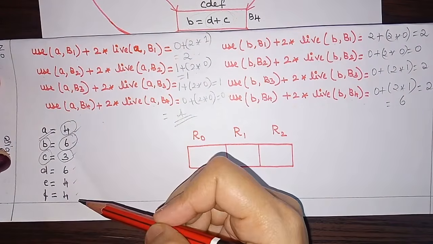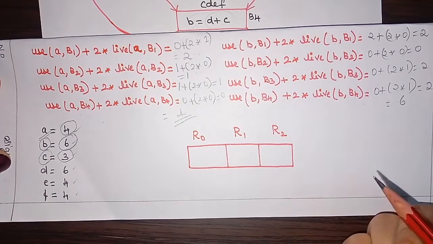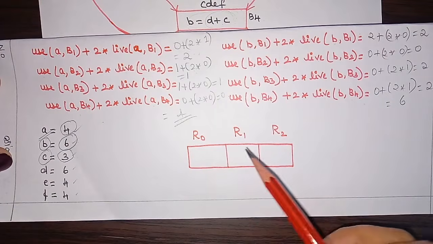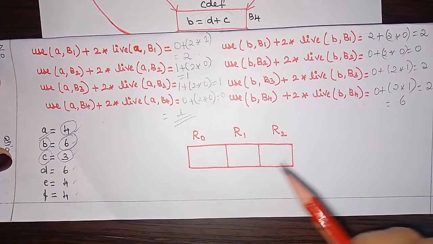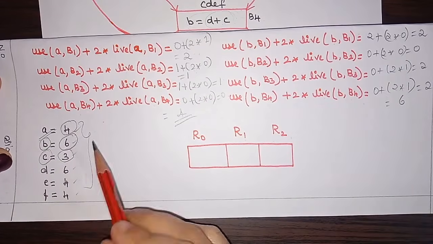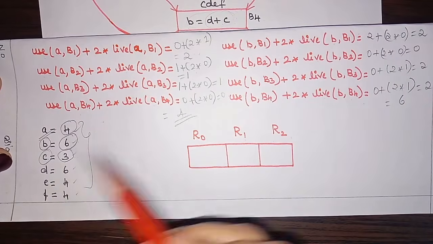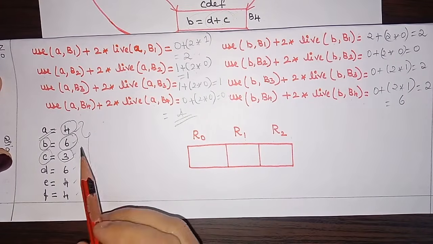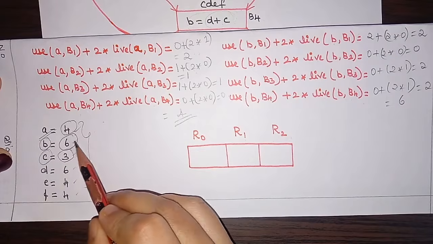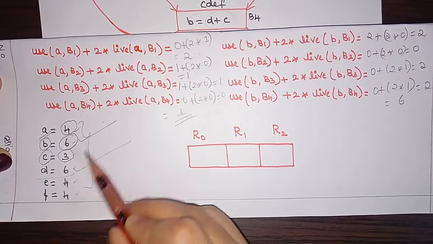So based on this, we can decide which variables to allocate to a register. For example, let us consider we have 3 registers here, that is R0, R1 and R2. Based on this cost, we have to decide which register should hold which value in order to save time. When you look here, we have B which has the higher cost 6, and we have D which has the higher cost 6.